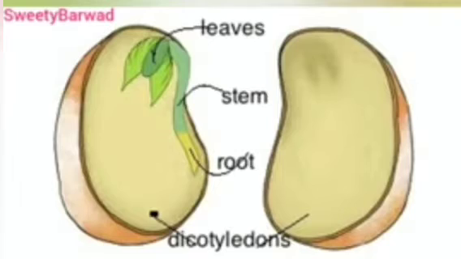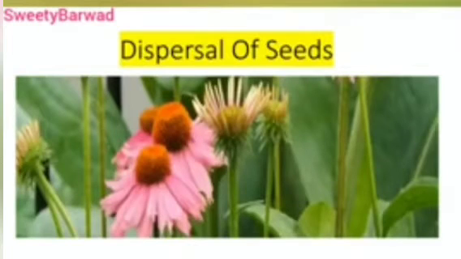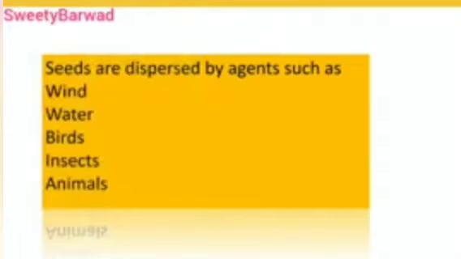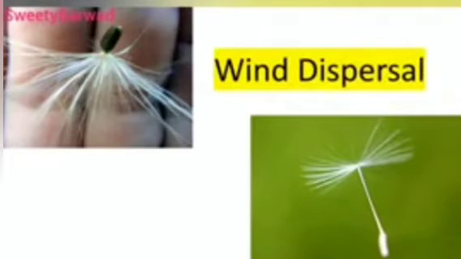Now there is a question: how do seeds go from one place to another? Plants cannot move on their own. The scattering of seeds away from the parent plant is known as dispersal of seeds. Seeds are dispersed by agents such as wind, water, birds, insects, and animals, and these are called agents of dispersal. Some seeds are light and have special tufts of hair or wings that help them to be carried away by the wind from one place to another. So, seeds are dispersed by wind.